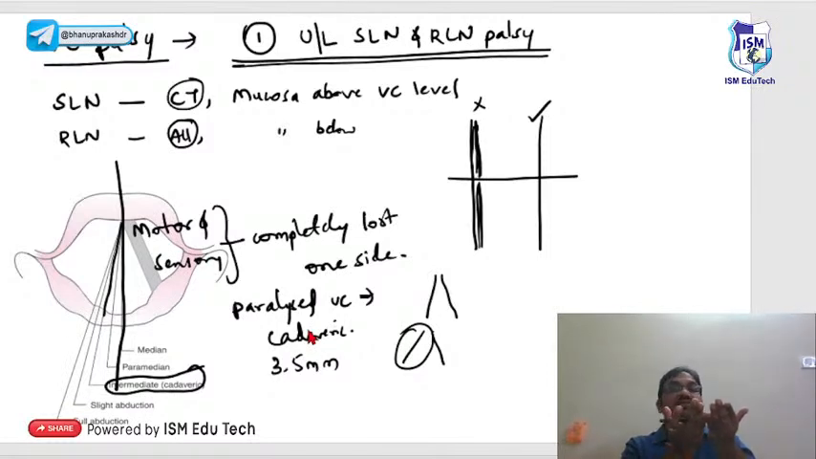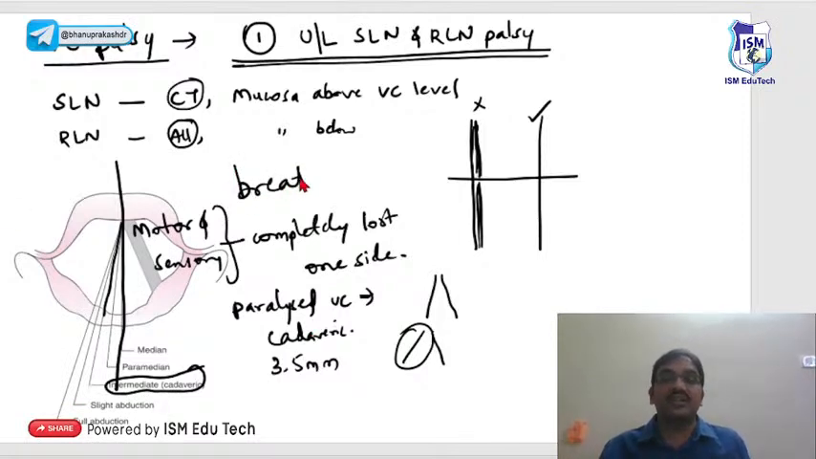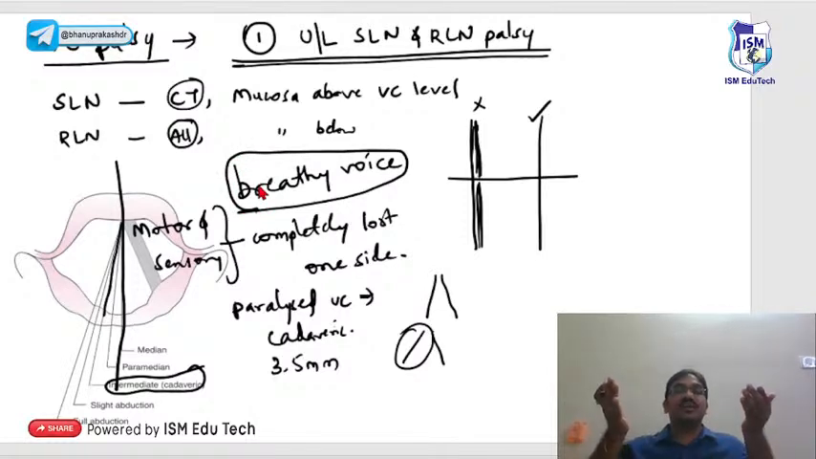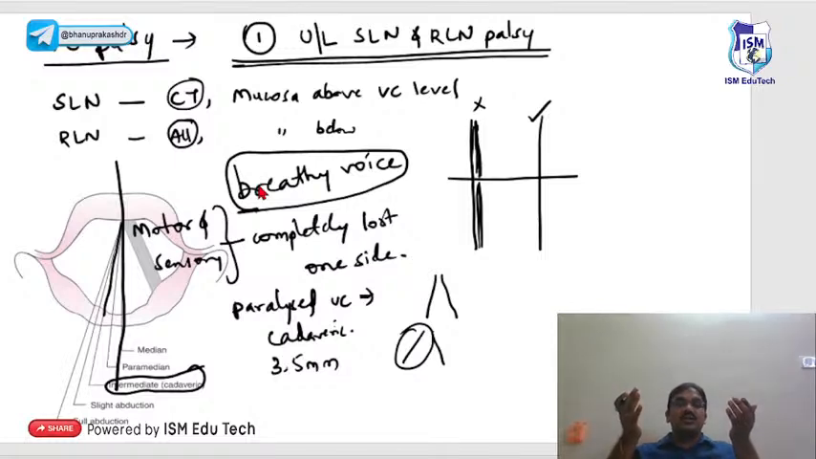Always, whenever the patient tries to speak, there will be a gap between both vocal cords. Air leak will be there through the glottis, and as there is air leak, the patient will have a breathy voice here. Remember, initially we studied the breathy voice in abductor spasmodic dysphonia, where they cannot adduct and cannot close the glottis while speaking. So air leak is present and the patient has a breathy voice.